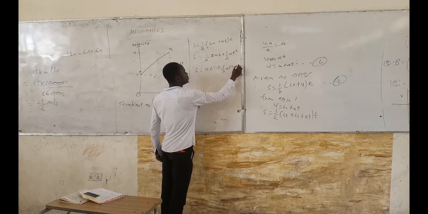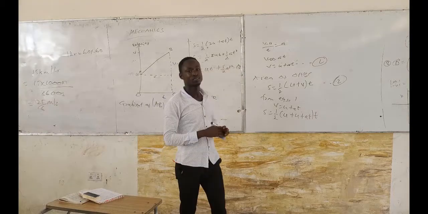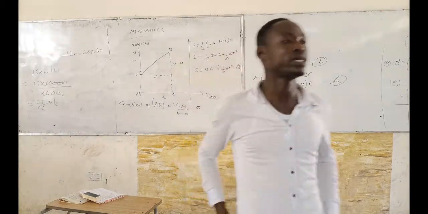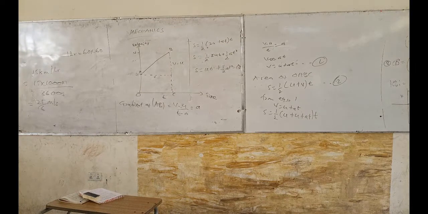So from this, S equals half. How many U's do we have? 2 U's plus AT, multiplied by another T. Now S is equal to half multiplied by 2U, multiplied by T as well, plus half AT squared. So S equals UT plus half AT squared. And I believe my science students here have seen this: S equals UT plus half AT squared, from the velocity-time graph. It's just a matter of manipulation. Just substitute and get something nice.